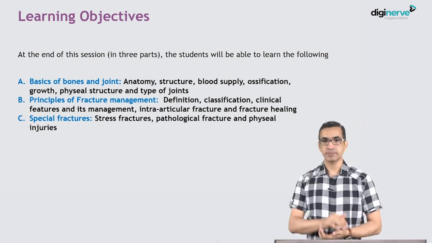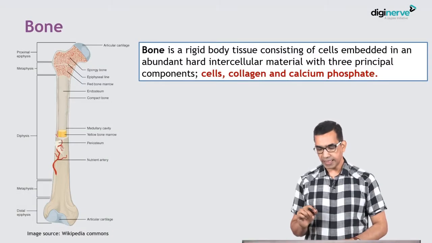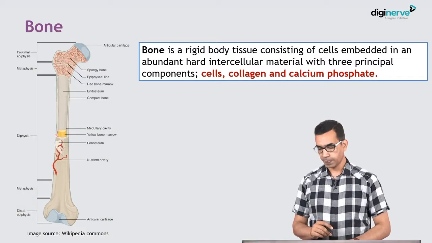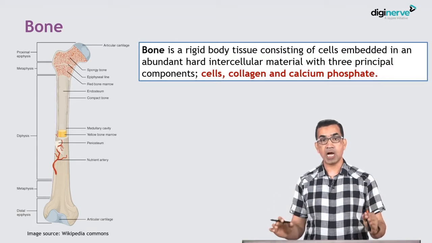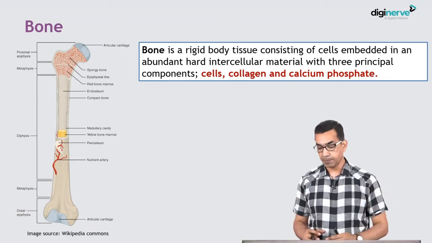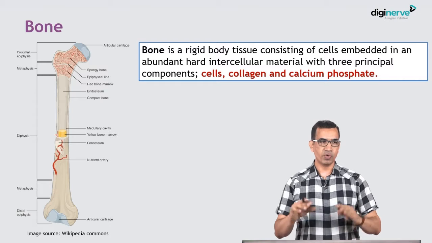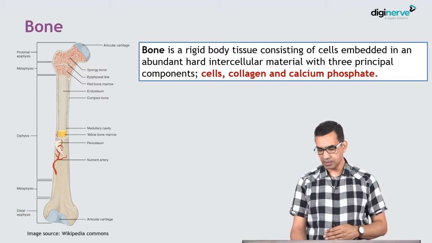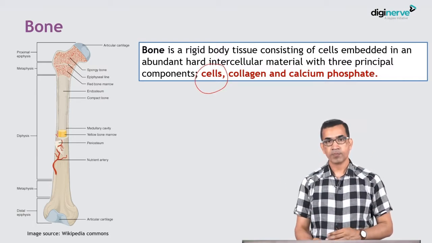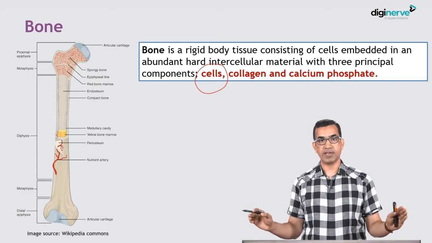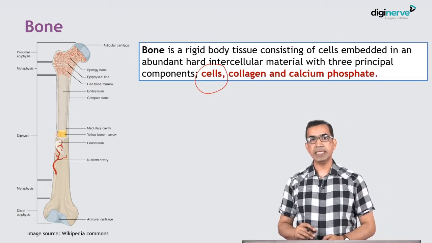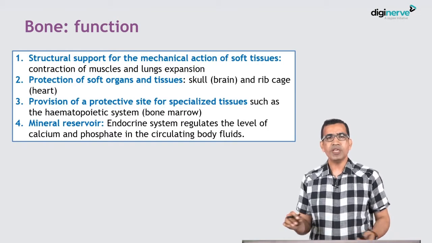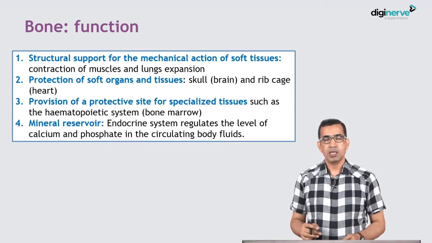So let's proceed. If you look at a bone, how do we define a bone? What is exactly a bone? Bone is a rigid body tissue which consists of cells embedded in a very rich, abundant, hard intercellular material with 3 principal components. So if you look at the whole bone, it has 3 important things. One is the cell, second is a lot of collagen fibers, and thirdly the calcium phosphate, which we also call hydroxyapatite crystals.